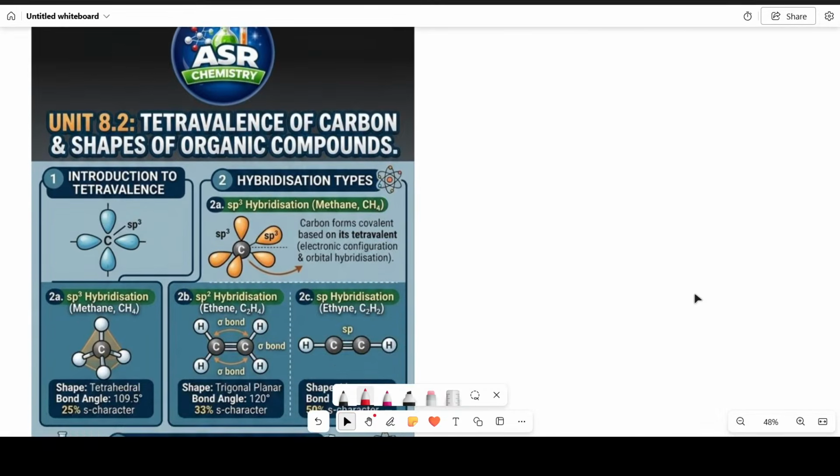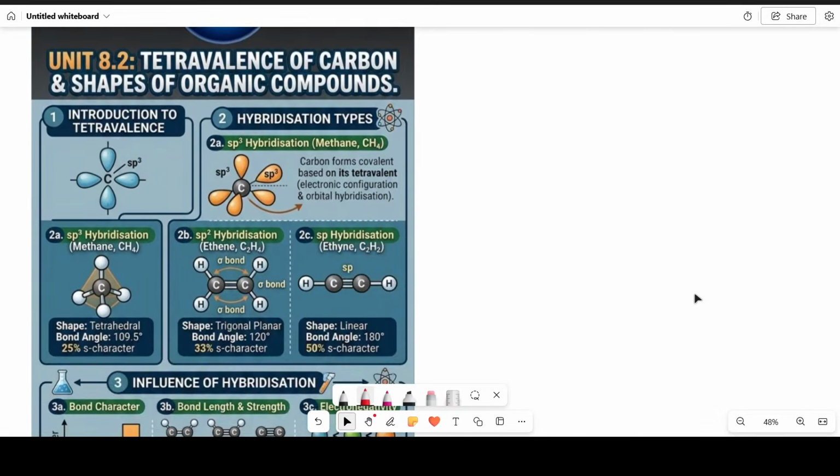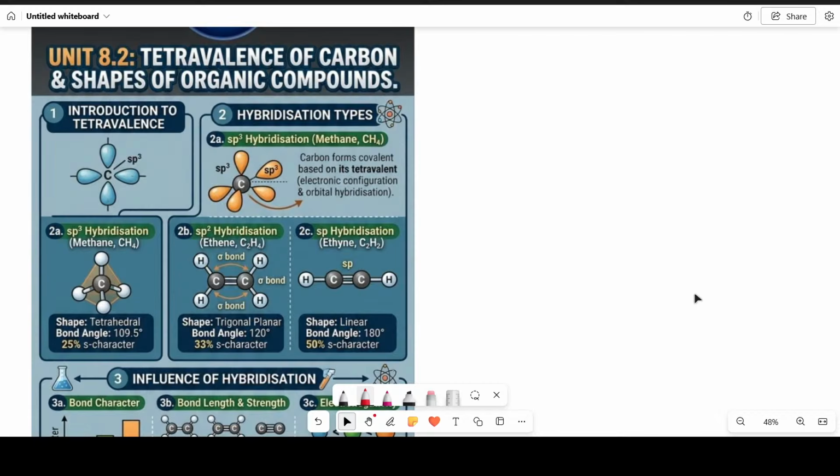Now let us look into the next property, that is called tetravalence of carbon and shapes of the organic compounds. So, the knowledge of fundamental concepts of molecular structure helps us to understand and predict the properties of organic compounds. So that is the reason we are going to learn more about the tetravalence of carbon and its shape.